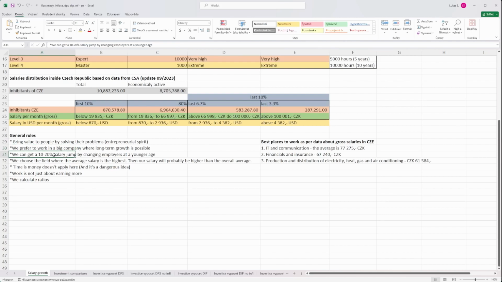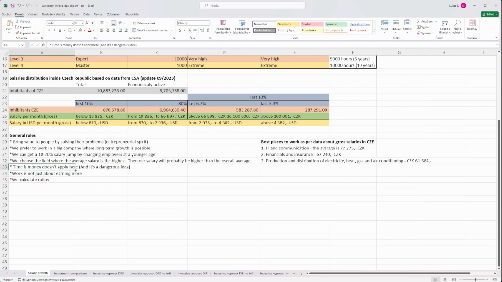Usually we can get around 10 to 20% salary jump by changing employers at a younger age, but as I mentioned, this is not something we would be doing when we are older, because usually when we are older, we prefer the stability, building relationships, and so on. And ideally we choose the field where the average salary is the highest. Then our salary will probably be also higher than overall average.